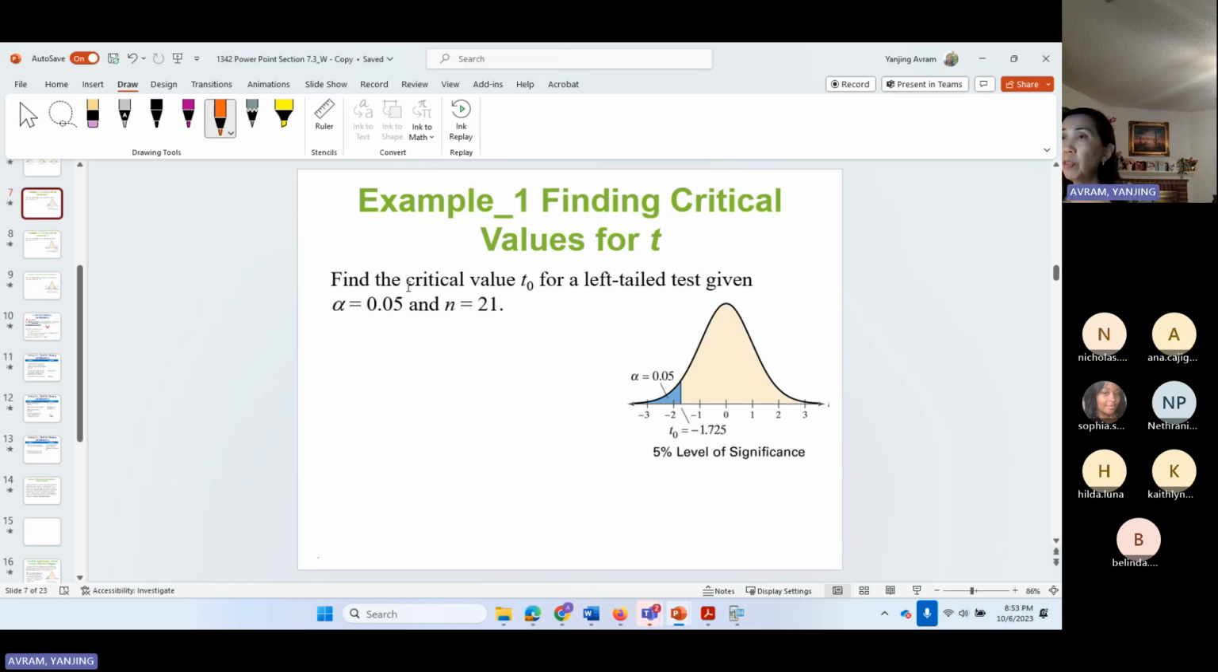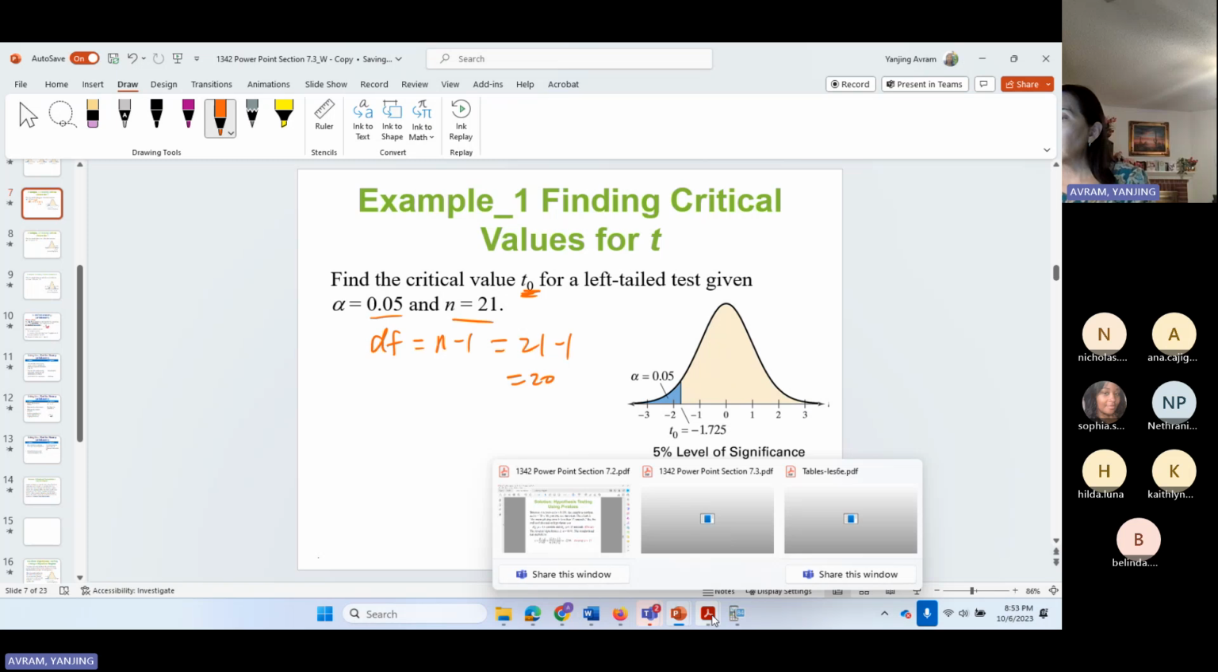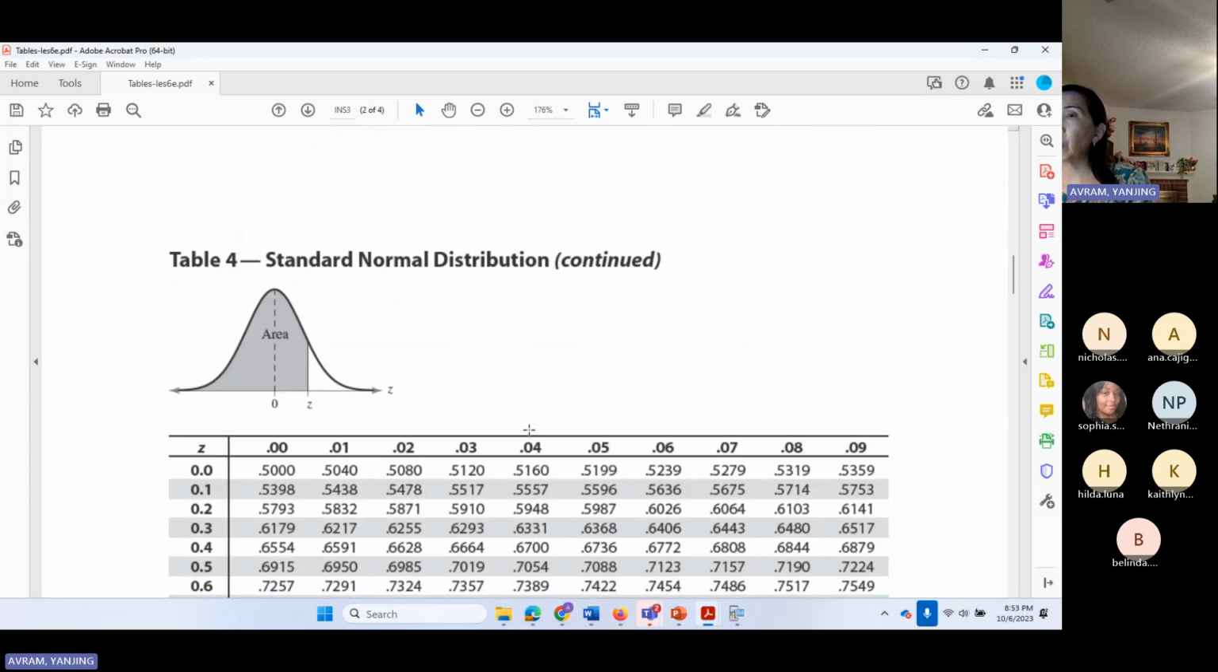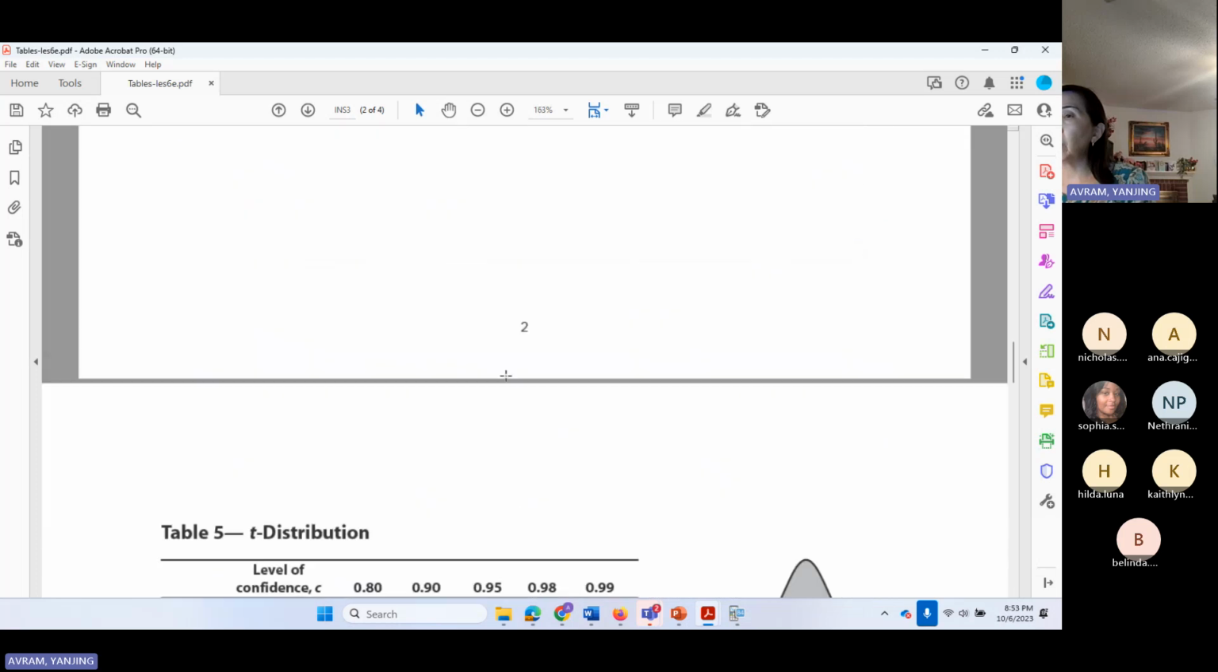We're still gonna need to be able to find a critical value for the t. On the left tail test, alpha is 0.05, n is 21. Remember, if you want to find a critical value for the t, you have to use df, and df is n minus 1. So 21 minus 1 is 20. So degrees of freedom is 20, and then you look at alpha is 0.05. So let's go ahead and open a table. This one, you're gonna read a different table, not a Z table, but a T table.